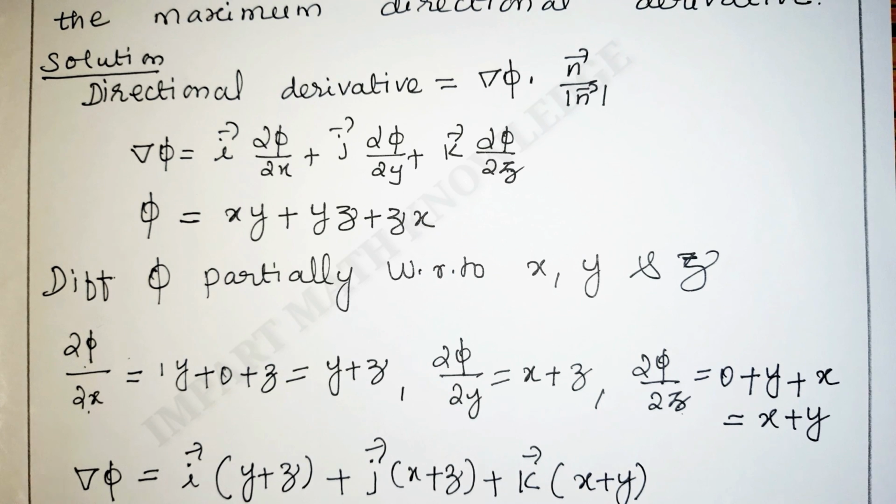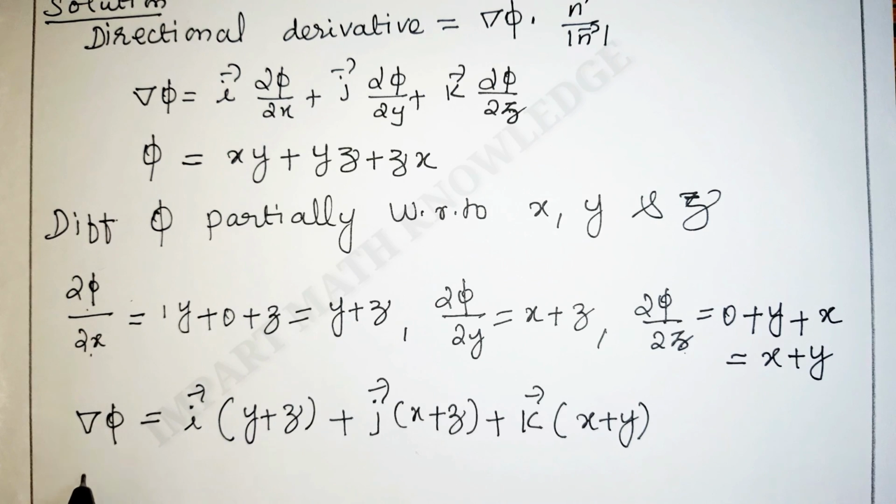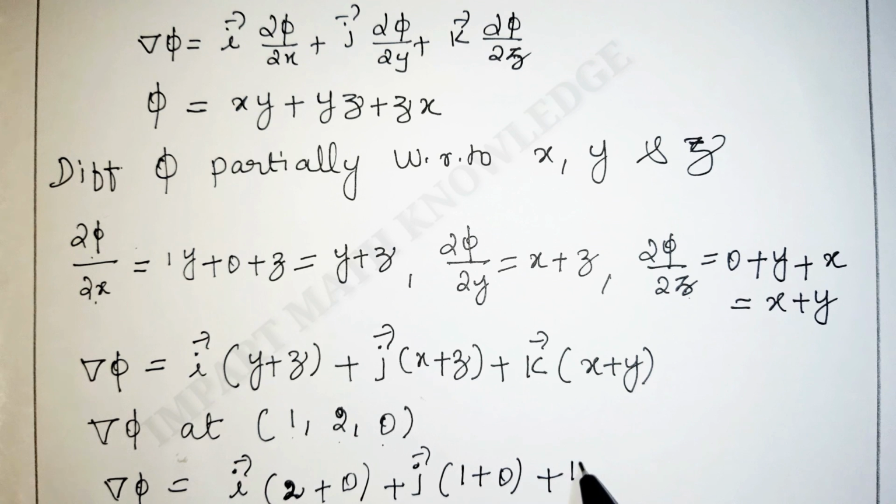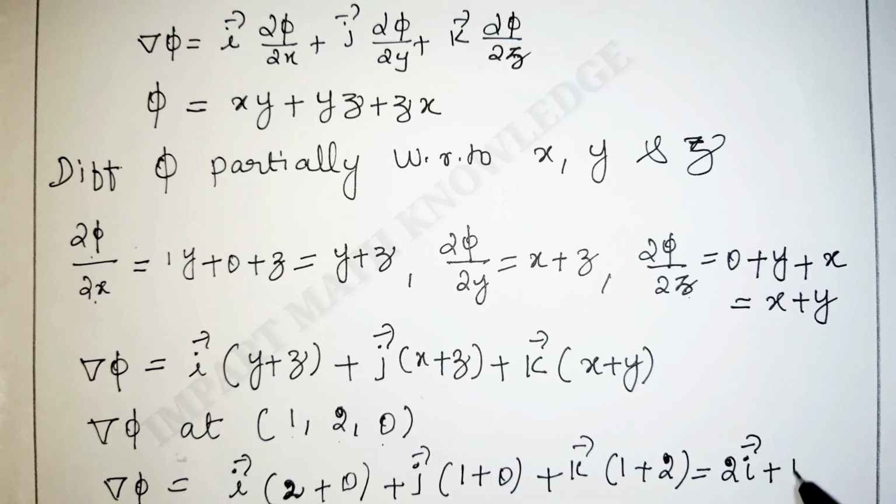Next we have to find del phi at the given point. Here the point is 1, 2 and 0. Now del phi at 1, 2, 0. So del phi is equal to i vector, y value is 2, z value is 0, plus j vector, x value is 1 and z value is 0, k vector, x value is 1 and y value is 2. So del phi is equal to 2i vector plus j vector plus 3k vector.